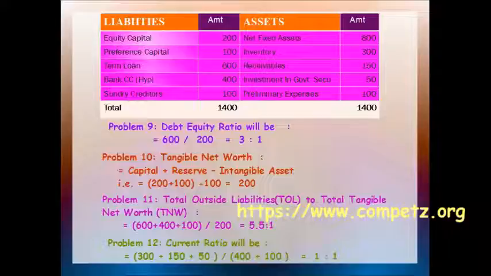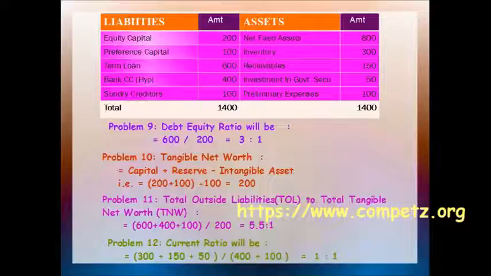Owner's fund can be calculated in a number of ways depending on which formula to apply in which problem. For example, if a problem gives capital, reserves, miscellaneous expenses, we will take that. If these three are not given, we will take total assets minus total liabilities. In this problem we can do it both ways, so I will do it in both ways.